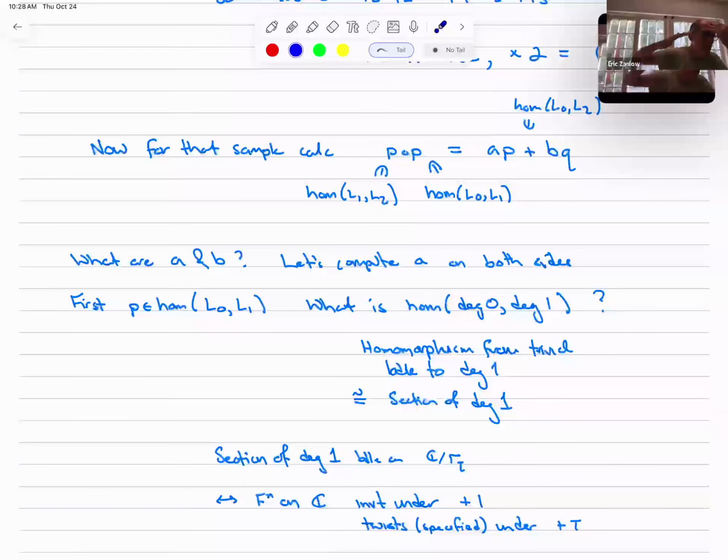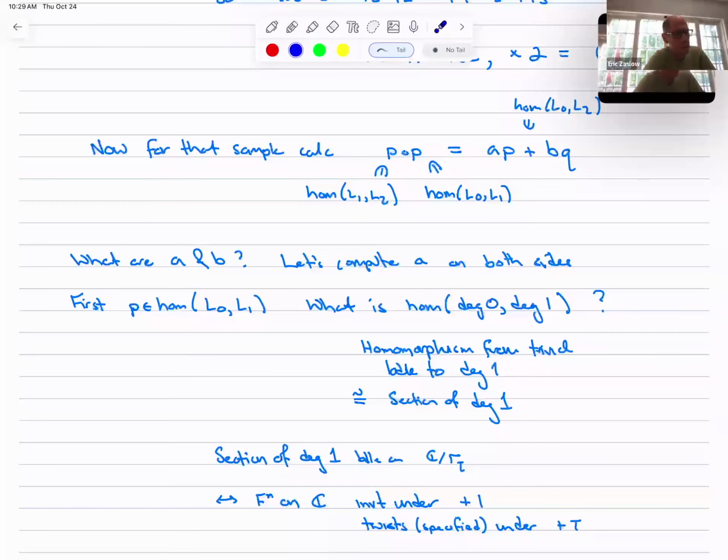And when you lift it up, it turns out you can make it invariant under translation by 1, but it twists in a certain way under translation by tau. So it's not a doubly periodic function. A doubly periodic function would just be a section of the trivial line bundle. It would be a function on C mod gamma. A doubly periodic function would define a function from the quotient. So it's not that.